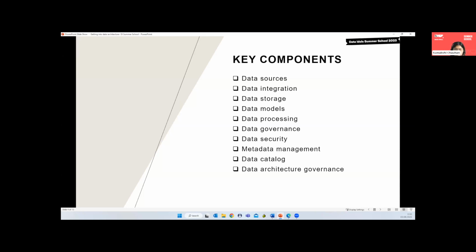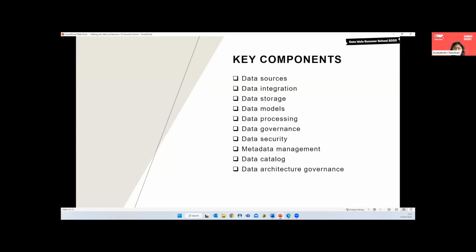The second one is data integration. Integration, as the name suggests, involves the process of combining data from multiple sources and transforming it into a unified, consistent format. It ensures that the data flows smoothly between systems and enables a comprehensive view of the organization's data. Third is data storage, which defines how and where the data is stored. It includes various types of data repositories, such as relational databases or RDBMS, data warehouses, data lakes, data lakehouses, NoSQL databases, etc.